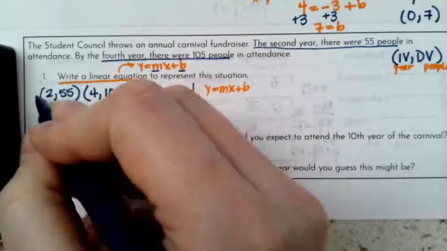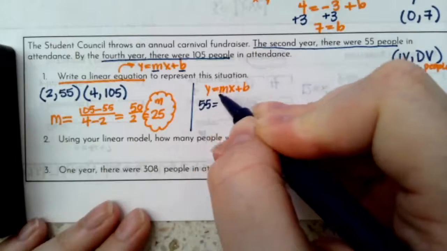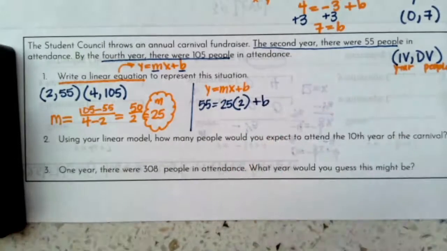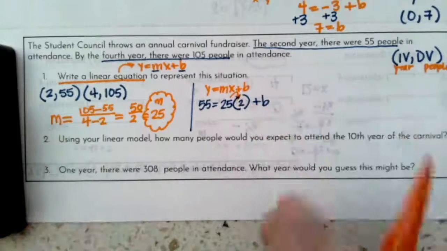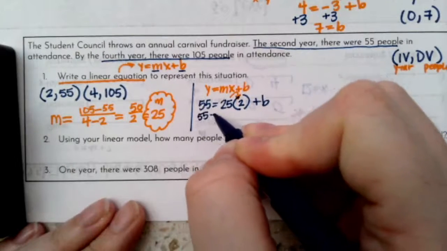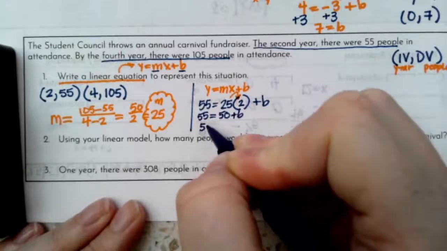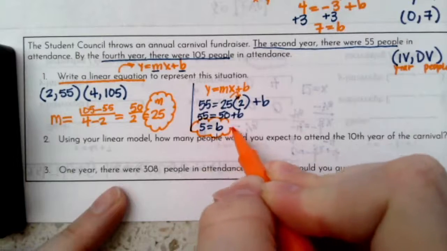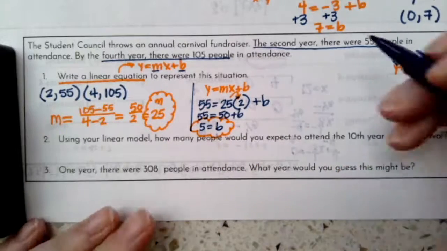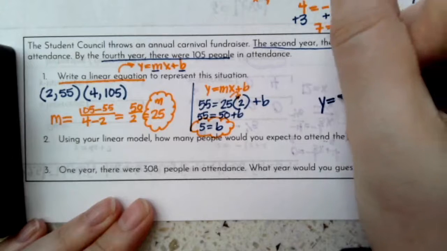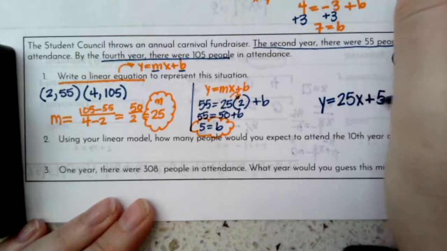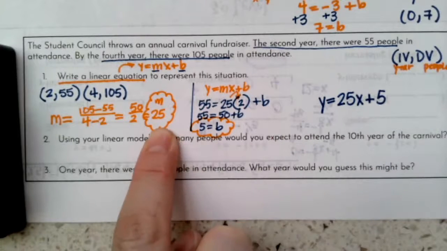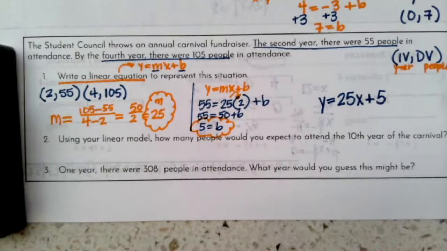I'm going to use this first point, so y is 55, m is 25, x is 2, and we don't know b. And then we can simplify this to get that b is 5. And so this is my second piece of information that I need. I need m and I need b, because now to write my linear equation, I just plug those values in. And so this is my linear equation. I need m using the slope formula, and I need b using y equals mx plus b.